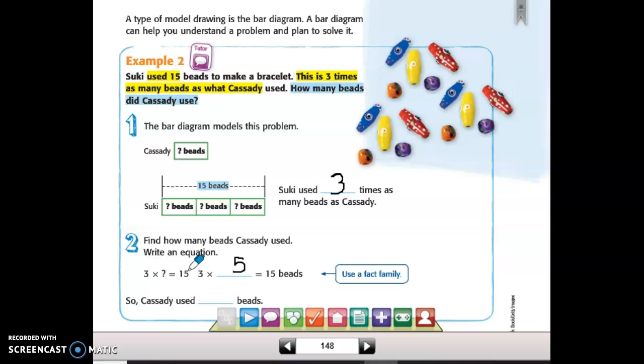3 times what is 15? 3 times 5 is 15. And you can use a fact family. So Cassidy used 5 beads to answer the question.